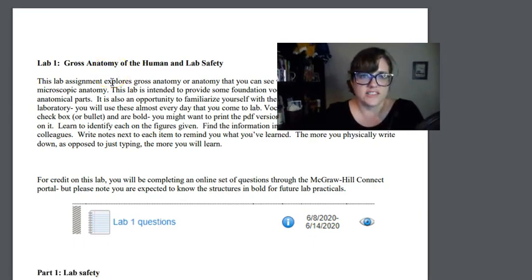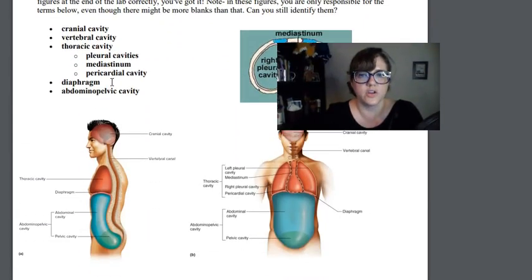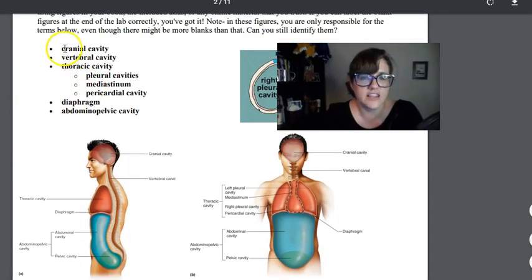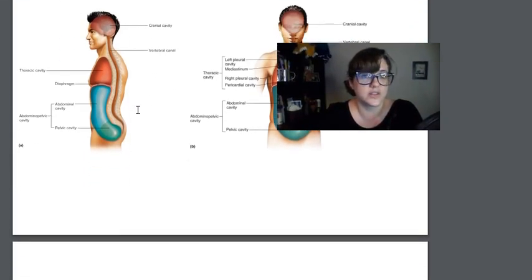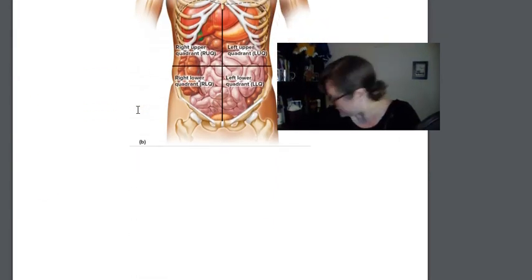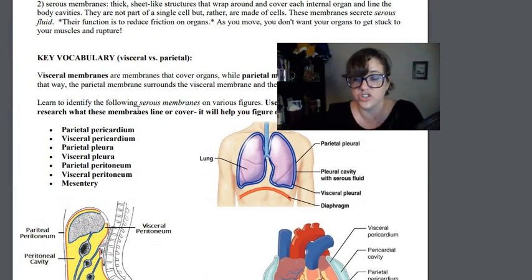As you go through this lab, you're really just learning a lot of different parts. You're practicing learning where all of these things are. By the way, anything that's bolded like this and has a bullet point is fair game for the lab practicals. For the lab practicals, you're going to have to identify certain anatomical features on models.